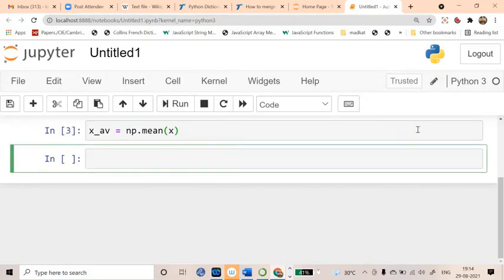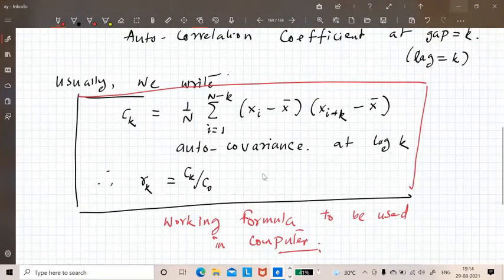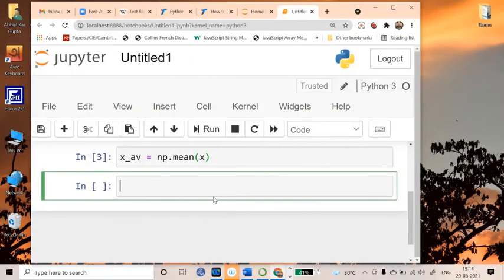Now remember the autocovariance formula. It is xi minus x average times xi plus 1 minus x average, for i equal to 1 to n minus 1, and then 1 by n, that means the mean. The way I wrote it is as a lambda function. Lambda k, since it will be a function of k, is basically ck.